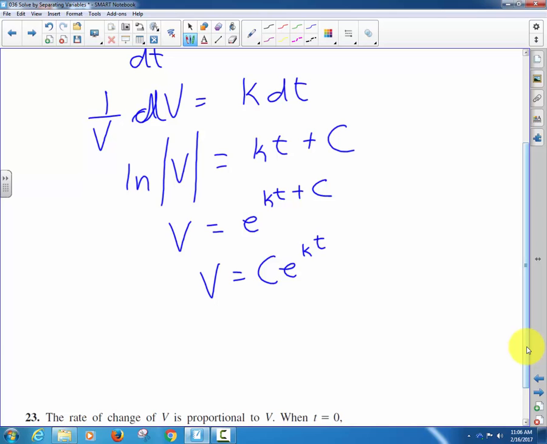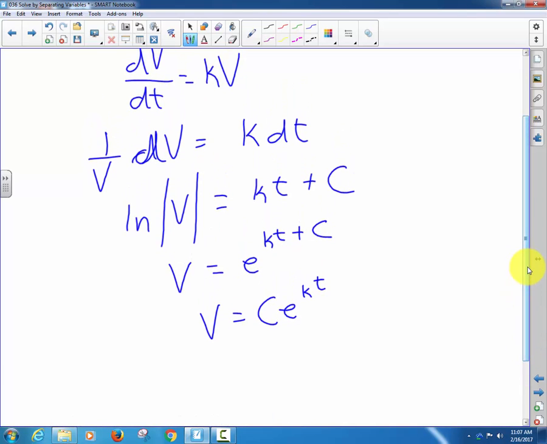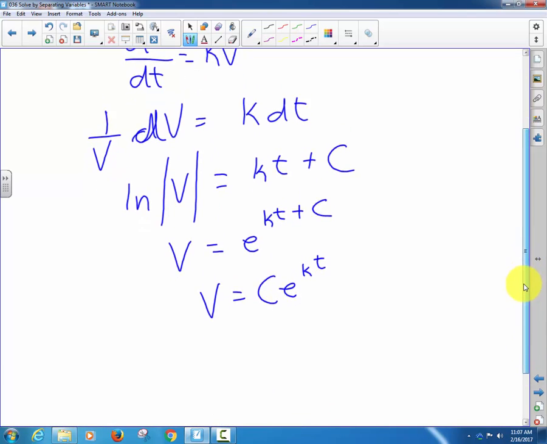If you've done any personal finance, you've dealt with PE to the RT, PERT formulas. If you've dealt with fruit flies in AP Bio or Bio, you've dealt with them in those places there. If you've dealt with radioactive half-lives, does that ring a bell? Carbon dating, all of those things give us that. So there's our solved equation. V equals CE to the KT.